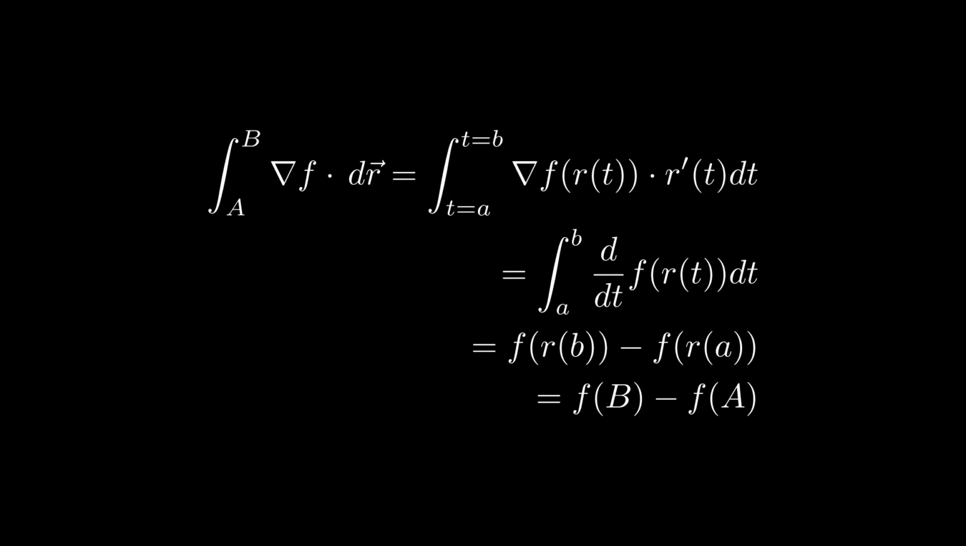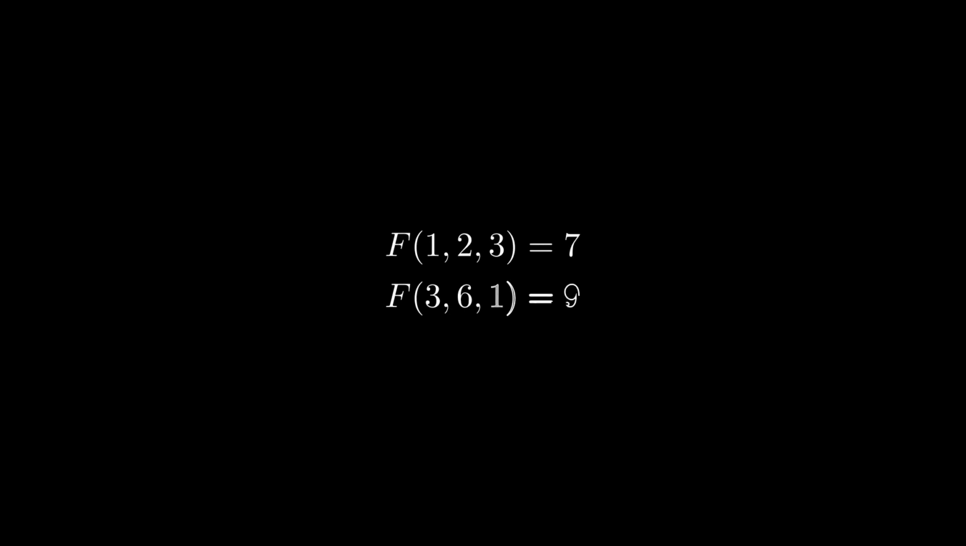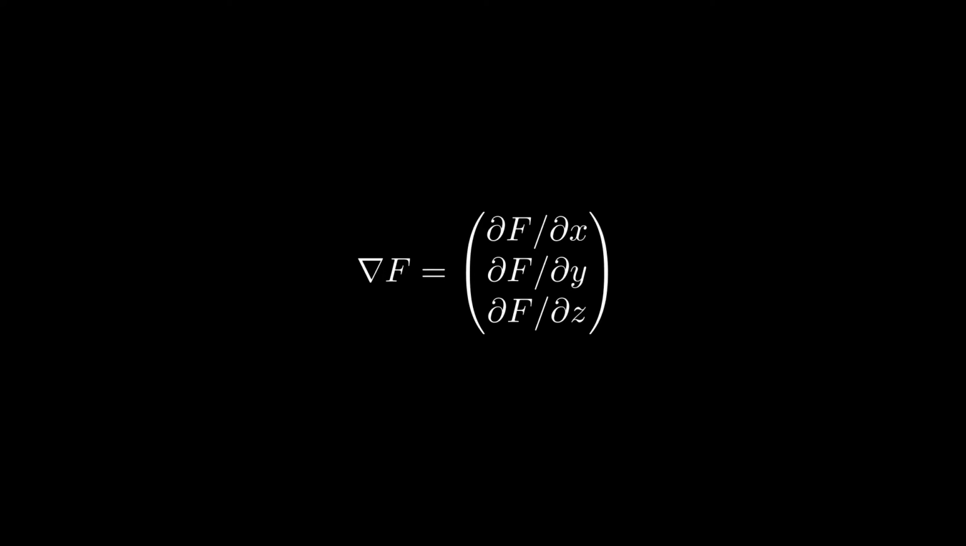First, a refresher on a few basic concepts in multivariable calculus. Let f be a function that takes in points in space and outputs scalar values. For example, it could be the case that f of 1, 2, 3 equals 7, or f of 3, 6, 1 equals 9. Now remember that the gradient of f, denoted by an upside-down triangle, is a function that takes in points and outputs the vector partial f over partial x, partial f over partial y, partial f over partial z.